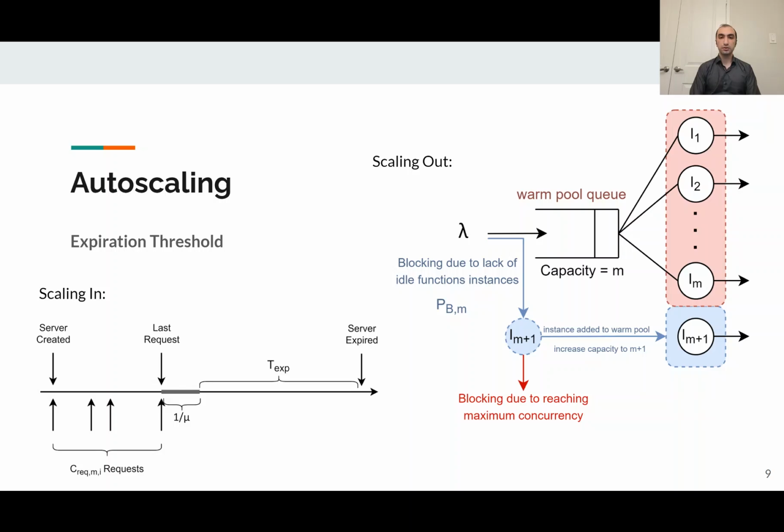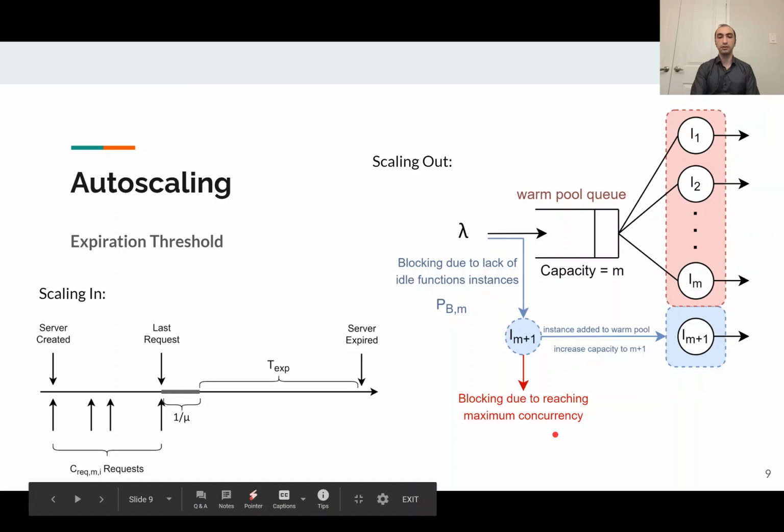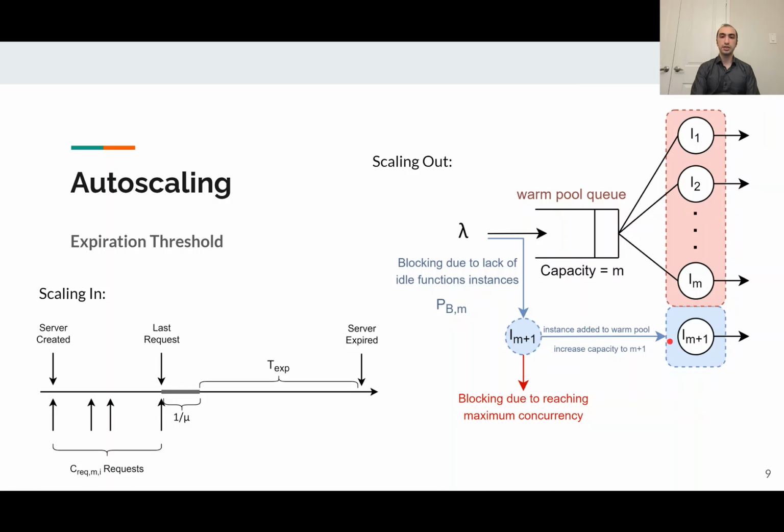To talk about auto-scaling, we have to look at both scaling out and scaling in actions. In the scaling out actions, we have a warm pool of resources, and if we don't have enough capacity to handle the new request coming in, that request will be blocked by the warm pool, and it will cause a cold start if we have not reached the maximum concurrency level. And when it causes a cold start, it will cause the creation of a new function instance that will be added later on to our pool of resources. So that's for scaling out actions, when we want to add new resources to our pool.